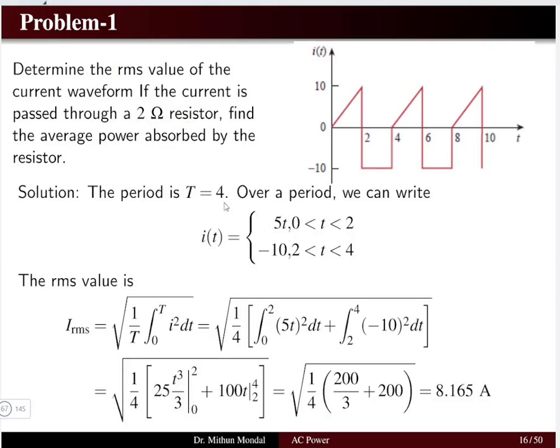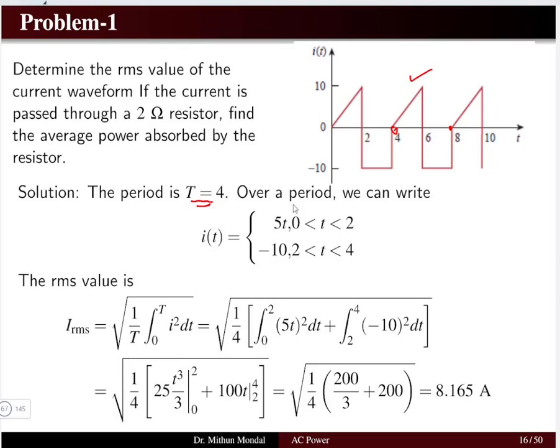So first we will try to determine what is the time period of this waveform. We can see that the waveform is starting from 0 and it is completing one full cycle at 4 seconds. So the time period is 4. After 4 seconds, if you see from 4 to 8, the cycle is repeated. So the time period of the AC waveform is 4 seconds.